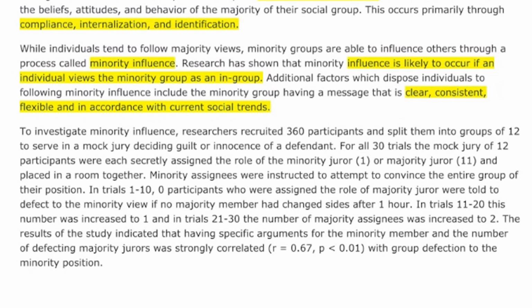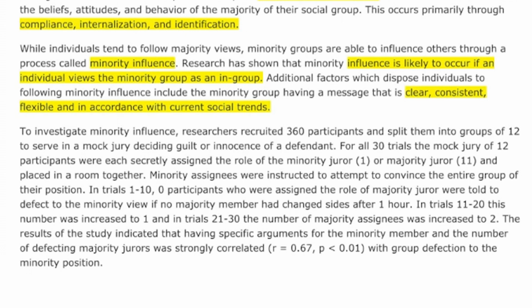Last paragraph. To investigate minority influence, researchers recruited 360 participants and split them into groups of 12 to serve in a mock jury deciding guilt or innocence of a defendant. For all 30 trials, the mock jury of 12 participants were each secretly assigned the role of the minority juror, so one, or majority juror, which are 11 people, and placed in a room together. Minority assignees were instructed to attempt to convince the entire group of their position.